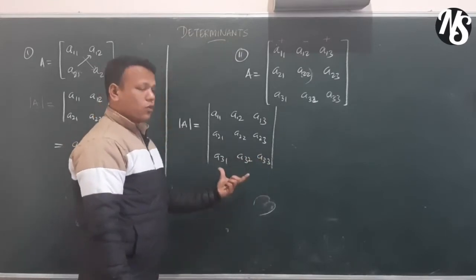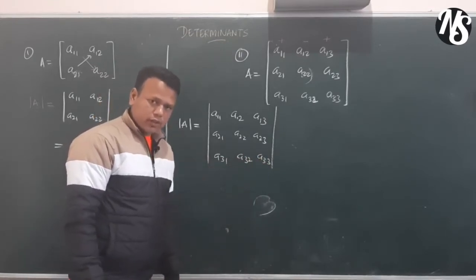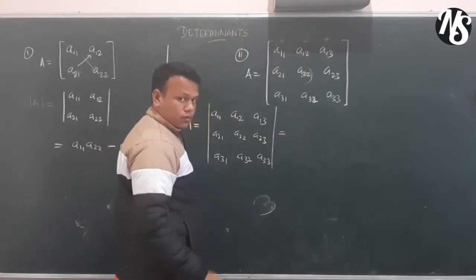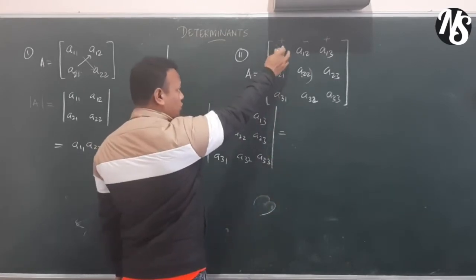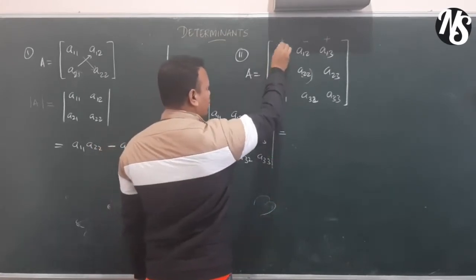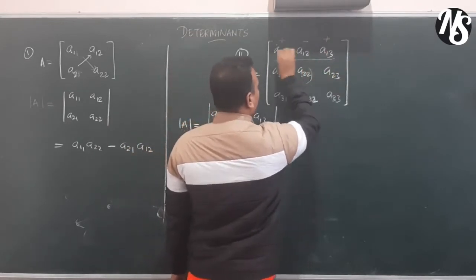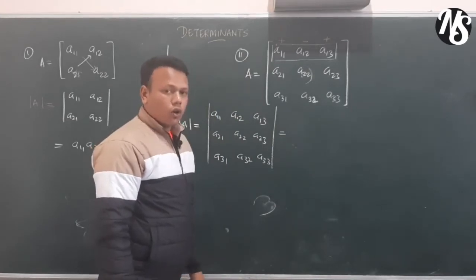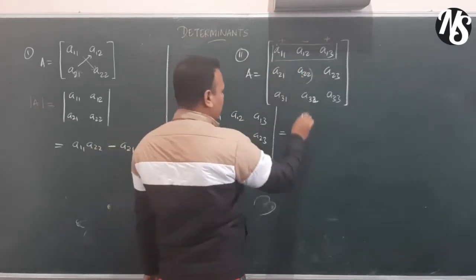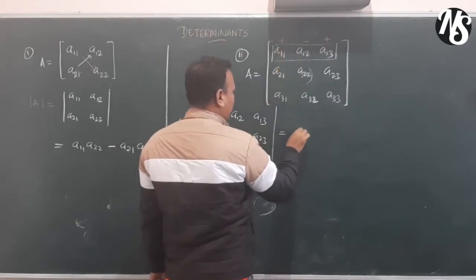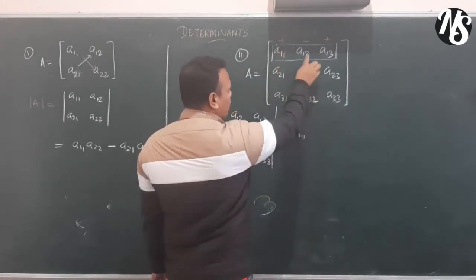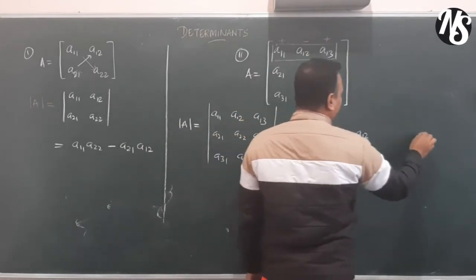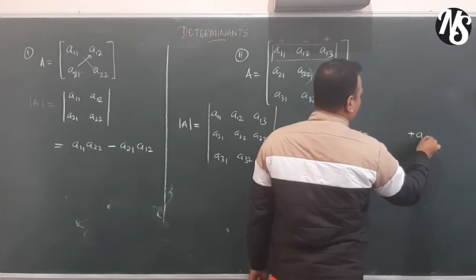Basically you want to evaluate this determinant, isn't it? As I said, you have to follow this sign. So plus A11. First we'll write all the elements of the first row. So A11 will have sign plus, so A11 is there. A12 will have a minus sign, so minus A12, and A13 will have a plus sign, A13.